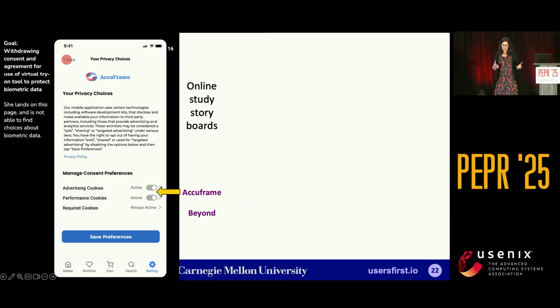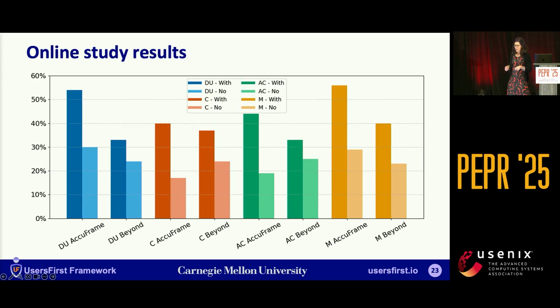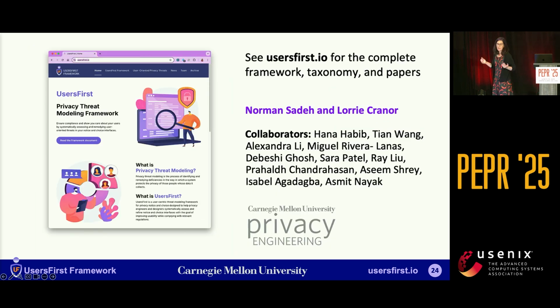So for example, this one was an app that we had them go through and play the role of a persona and use the taxonomy to identify problems. This one was an IoT device, a smart TV, and we had them go through with our persona and try to identify problems. And then we compared how many threats they found with and without the taxonomy. The darker bars are the ones with the taxonomy, and you can see in each category, they were able to identify more threats. Anyway, lots more about this on our website.